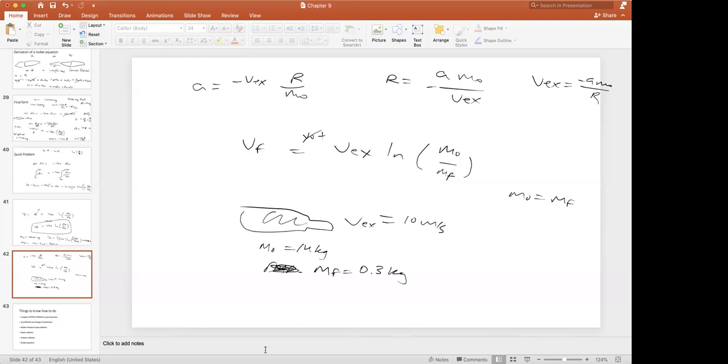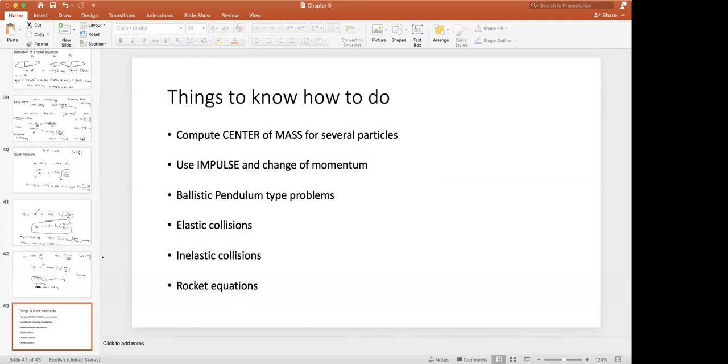Anyway, so we're wrapping up now. I know I covered a bunch of topics in chapter 9. Here's what you need to know how to do though. Remember the center of mass equation for more than one particle is x COM is m1x1 plus m2x2, etc., over m1 plus m2. Know how to do that for like a triangle and know how to do it for like a rod or a group of like 3 or 4 particles.